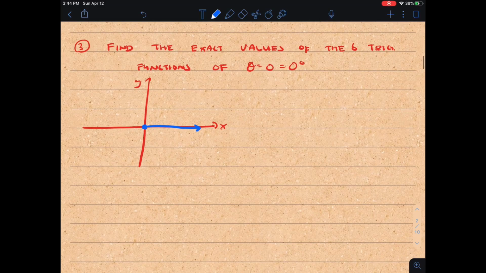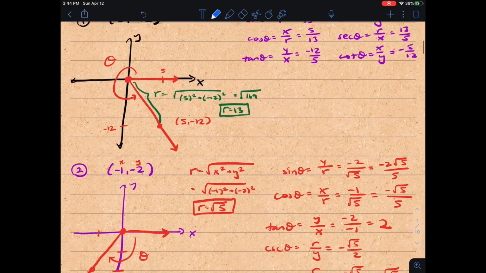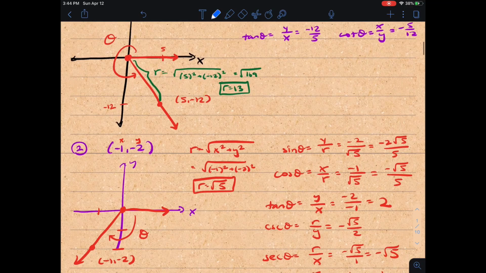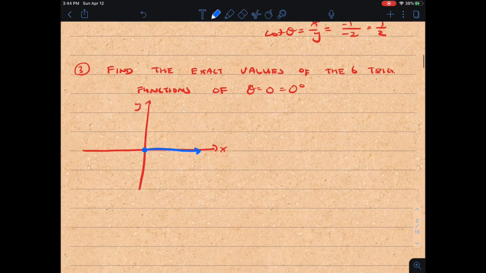And so at this point, if you notice, we don't have a given point on the terminal side. If you look at the previous two examples, we had 5, negative 12 as a point on the terminal side. For number 2, they gave us a point, negative 1, negative 2. But here, they didn't give us a point.